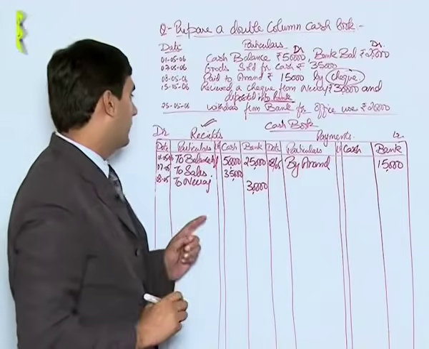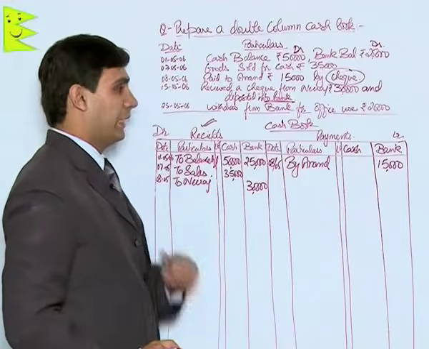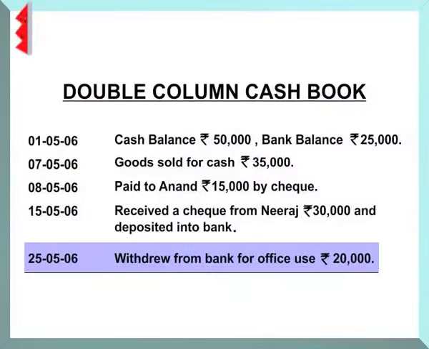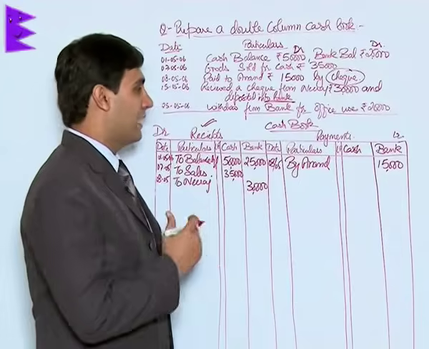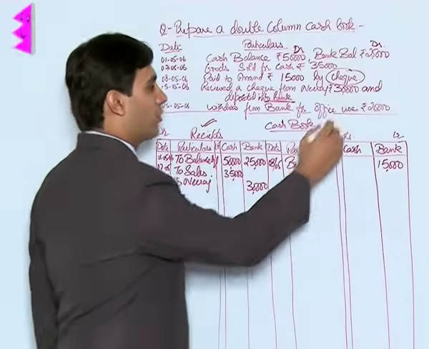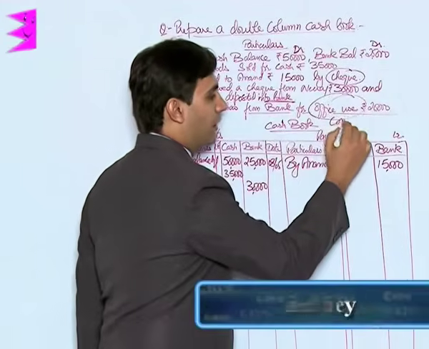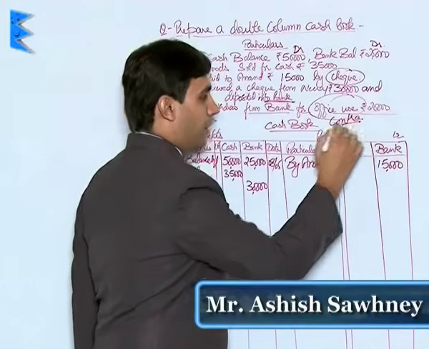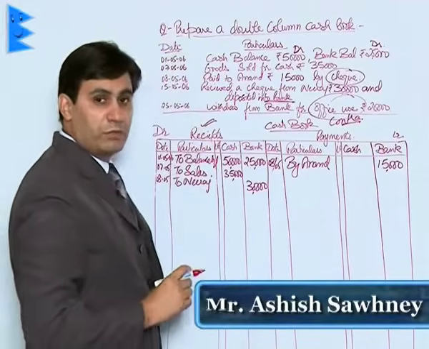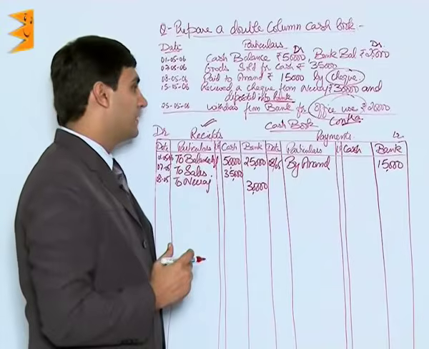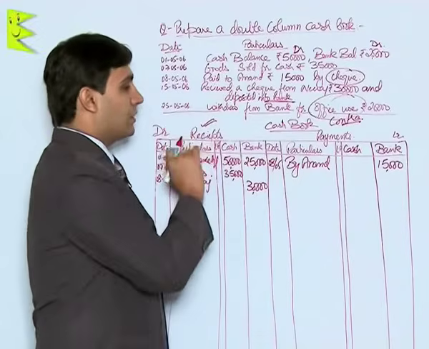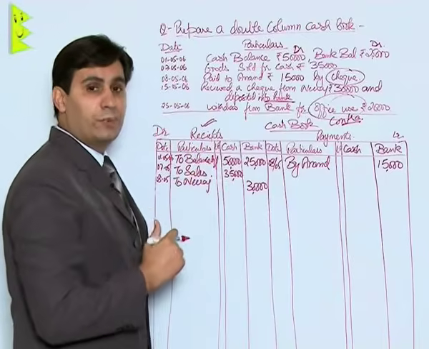Coming to the last entry, that is on 25th of May, withdrew from bank for office use. Now students, it sounds familiar. We had done this in the previous class that this entry is a contra entry. It is a contra entry. That means the postings will be made on both the sides, debit and credit. So let us identify the accounts, which account is to be debited and which one is to be credited.